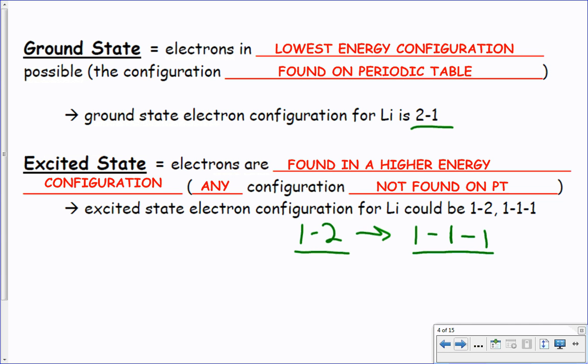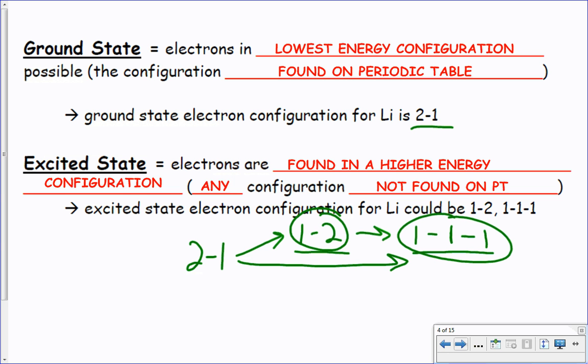you won't find this either because it should be 2-1. That's what we find. So I could do this or I could do this. These are both excited versions of the original, which is 2-1. The original would be the ground state. The other options are both options for what we call the excited state.